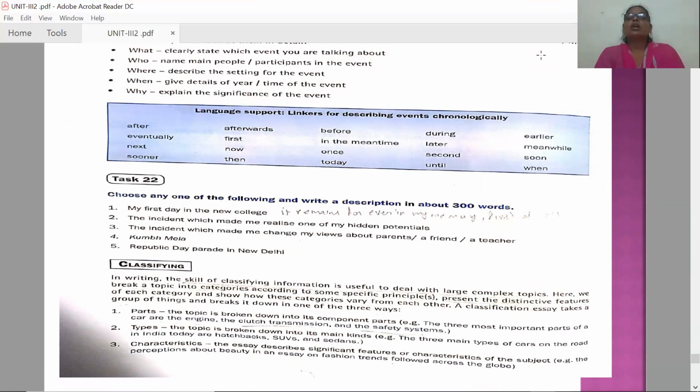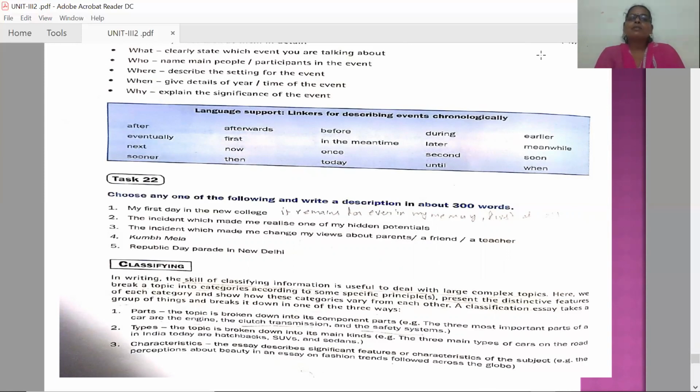And you can expect a question from these. It can be from an object, it can be from a place, it can be from an event. Now, let us see classifying. What is this? In writing, the skill of classifying information is useful to deal with large, complex topics. Here, we break a topic into categories according to some specific principles. Present the distinctive features of each category and show how these categories vary from each other. A classification essay takes a group of things and breaks it down in one of three ways.